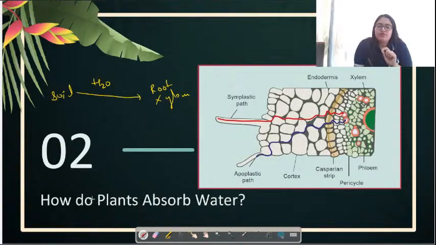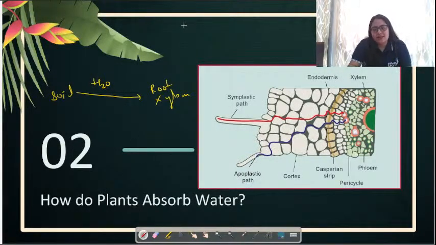See kids, before jumping into the detail of this topic, one more thing that you need to understand is whenever we talk about movement of water in a plant, there are two aspects to it. First, the water needs to be transported from soil to root xylem.